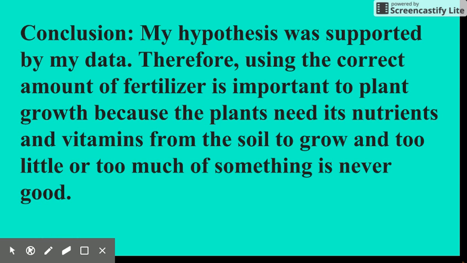My conclusion is that my hypothesis was supported by my data. Therefore, using the correct amount of fertilizer is important to plant growth because the plants need its nutrients and vitamins from the soil to grow, and too little or too much of something is never good.